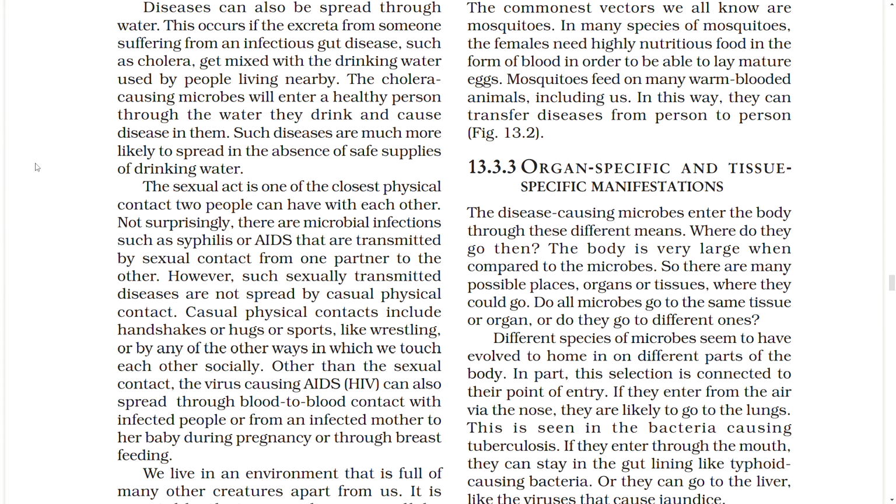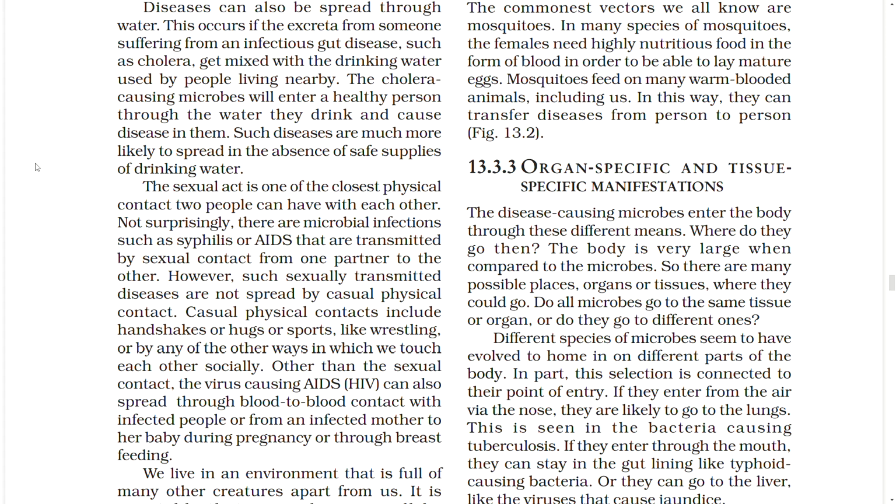The sexual act is one of the closest physical contacts two people can have with each other. Not surprisingly, there are microbial infections such as syphilis or AIDS that are transmitted by sexual contact from one partner to the other. However, such sexually transmitted diseases are not spread by casual physical contact. Casual physical contacts include handshakes or hugs or sports like wrestling, or any of the other ways in which we touch each other socially.